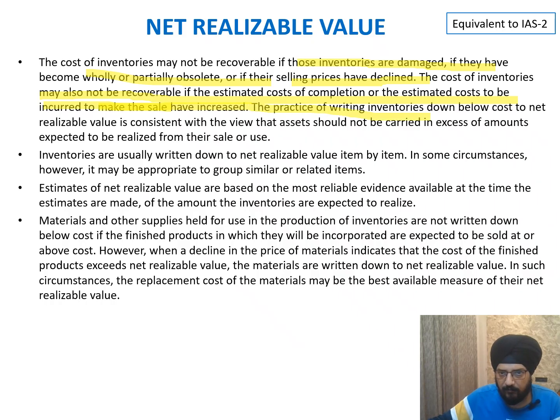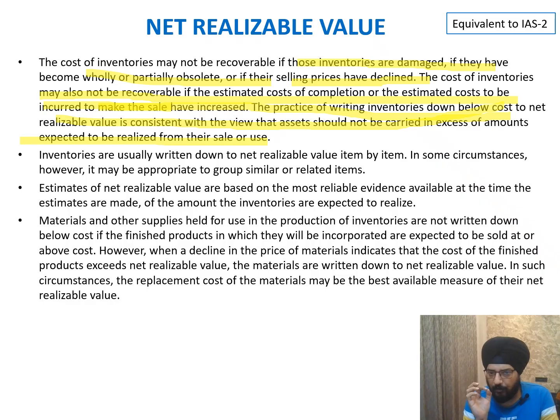The practice of writing inventory down below cost to net realizable value is consistent with the view that assets should not be carried in excess of amounts expected to be realized from their sale. Simple. Which means that if the net realizable value of my inventory has reduced below my cost of production for any reason, because my stock got damaged, it got obsolete, technology became obsolete, or the marketability of that product is no more.